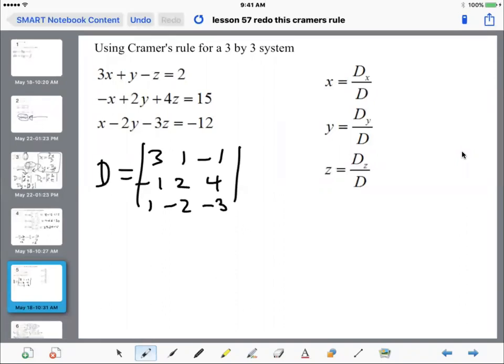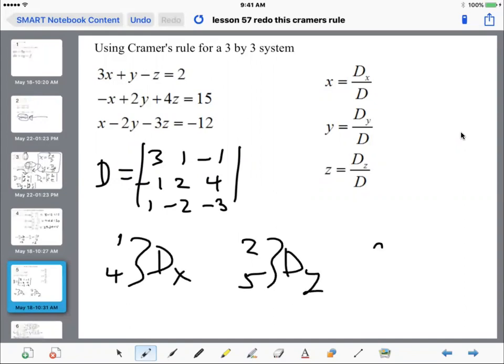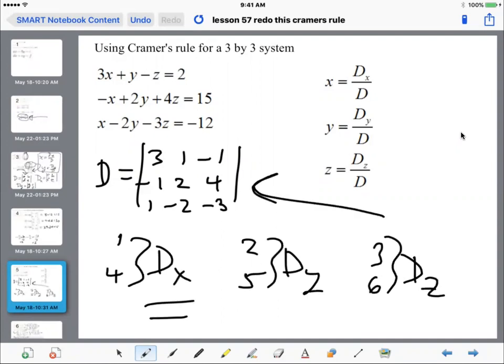So let's see how many people I have. I have 23 people. It's going to be 6 groups. So if you're in groups 1 and 4, you're going to work out dx. If you're in groups 2 and 5, you're going to work out dy. If you're in groups 3 or 6, you're going to work out dz. Every group's going to work out D. And then depending on which group you're in, you'll get either dx, dy, or dz.